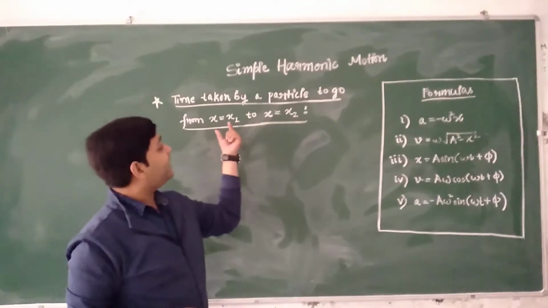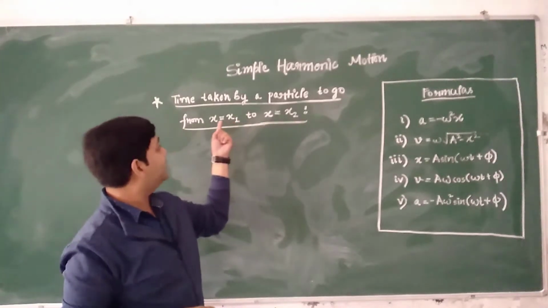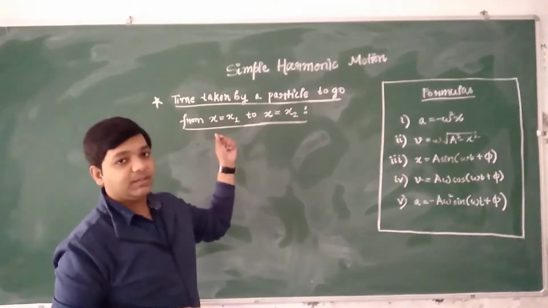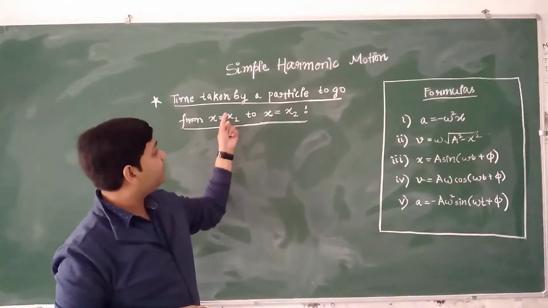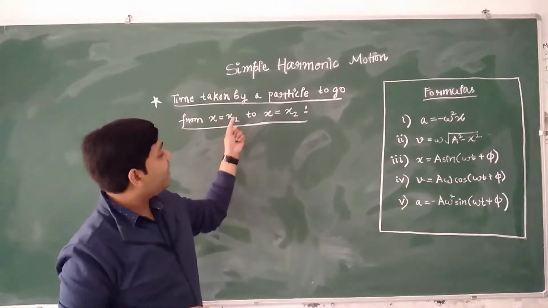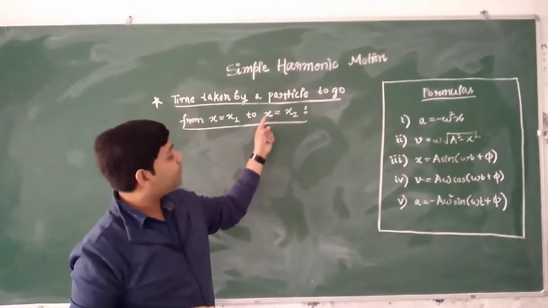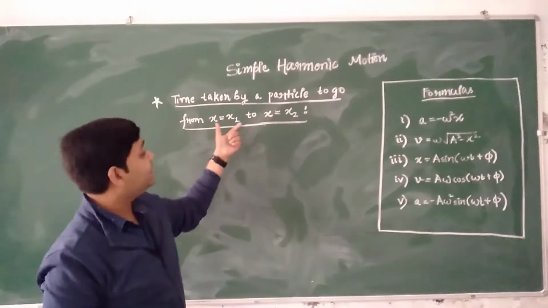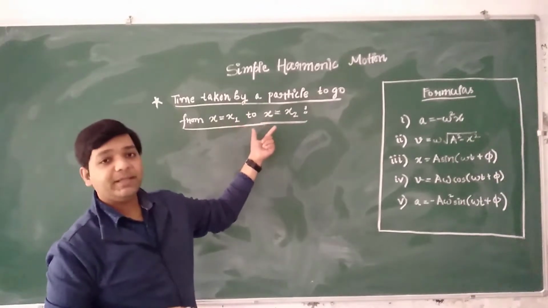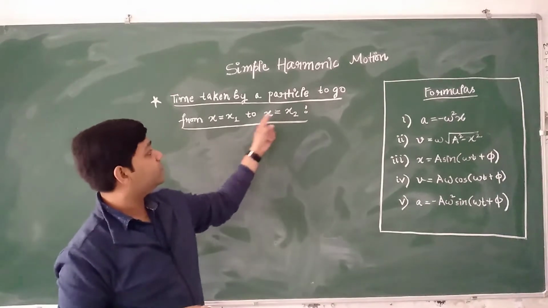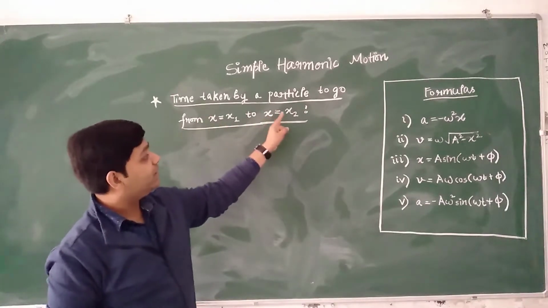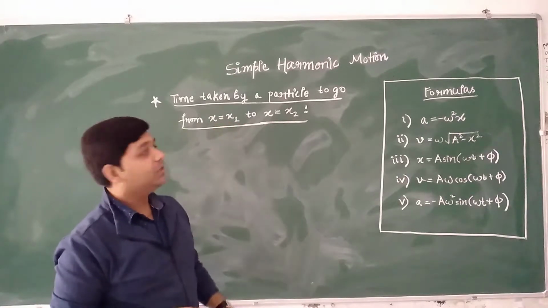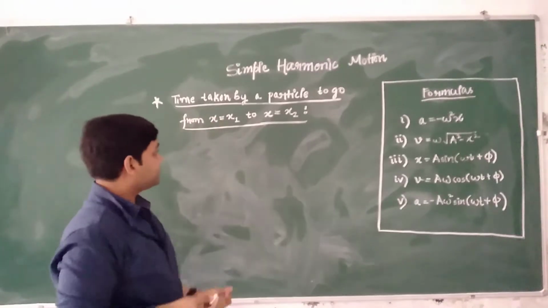That suppose at any given time t1, the displacement of the particle from its mean position is x1. That means the position of the particle is given by x1, and at time t2 the position of the particle becomes x2. So we are interested in calculating the time taken by the particle to go from this position to this position. That means from position x1 to position x2. So we need to calculate the time.